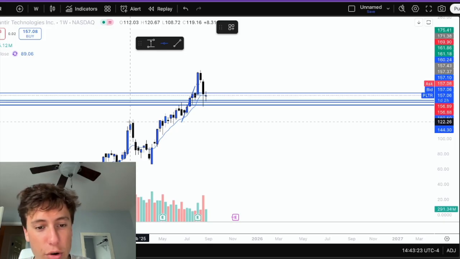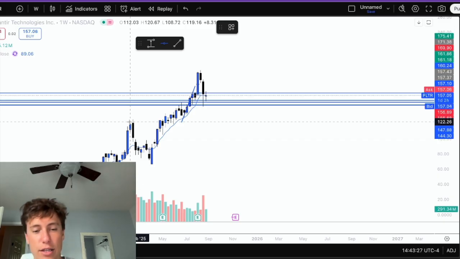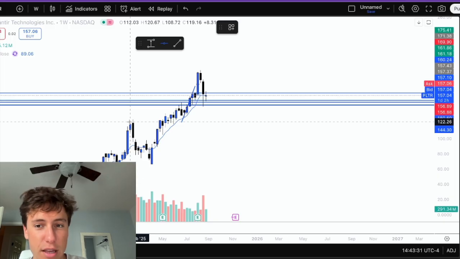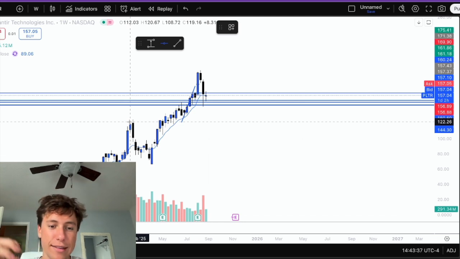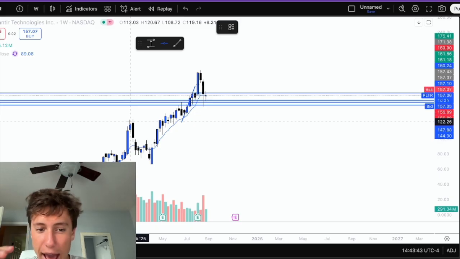Okay, so me personally, I don't like to put labels on support and resistance. I like them just to be like a zone where there's a bunch of buyers and sellers, okay? And then we're gonna know either if it's support or resistance after what happens with the stock.